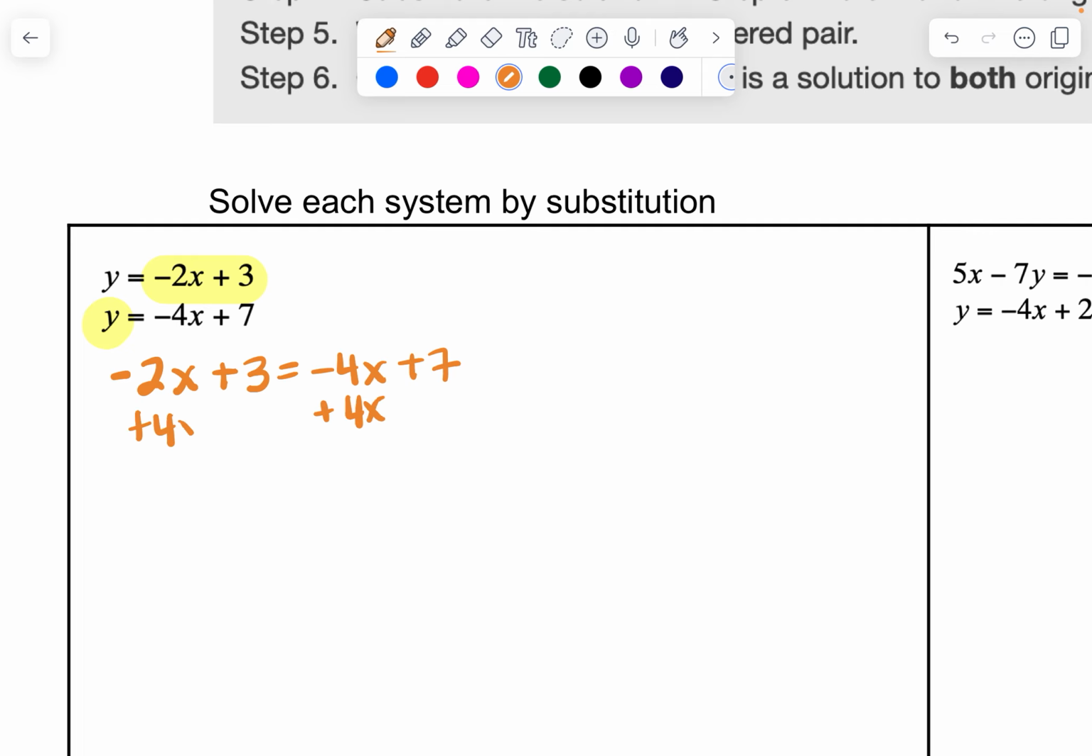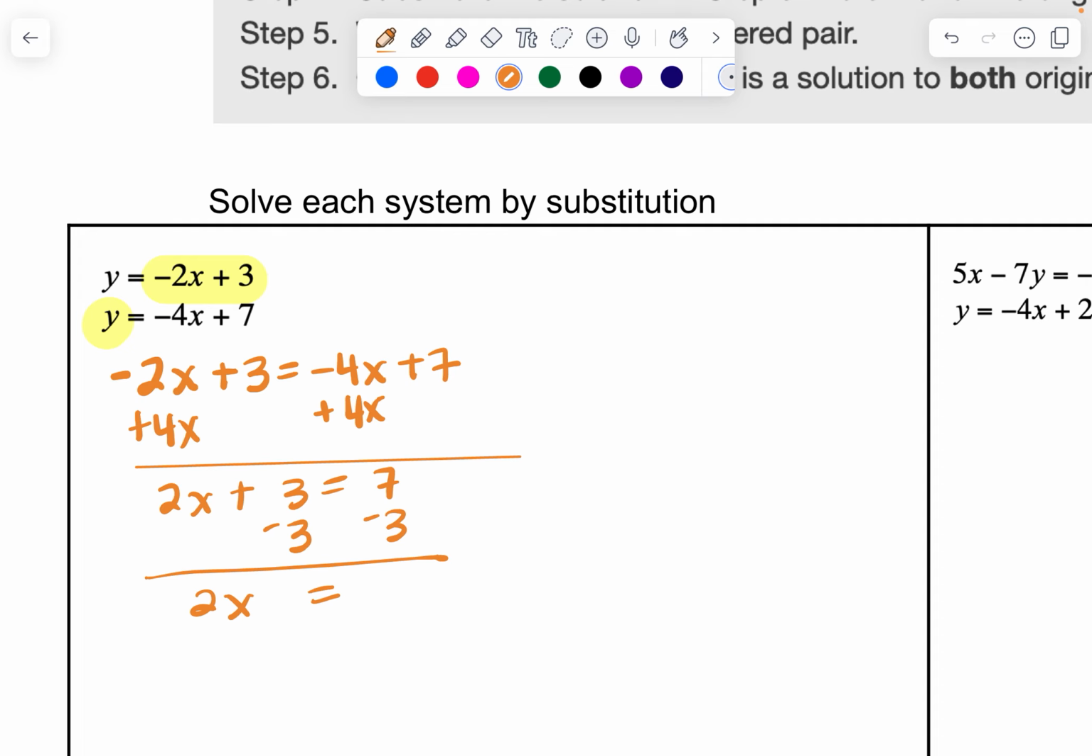So add 4x, 2x plus 3 equals 7. Take 3 from both sides. 2x equals 4. And then divide by 2, and x is 2.